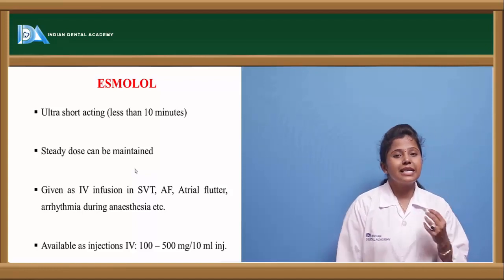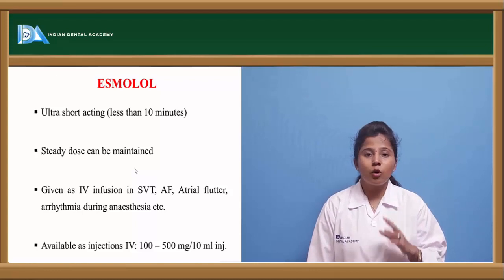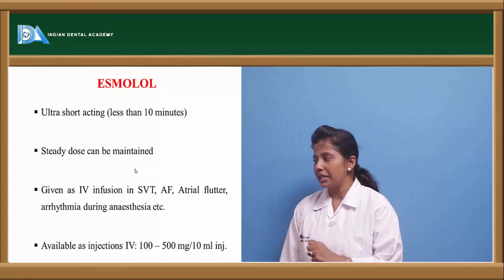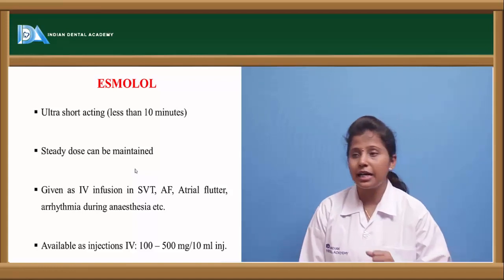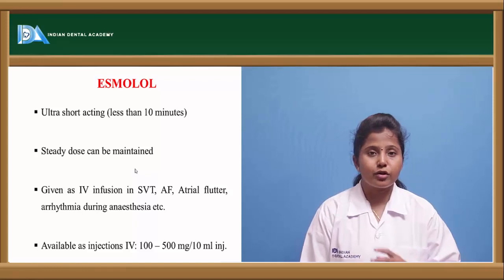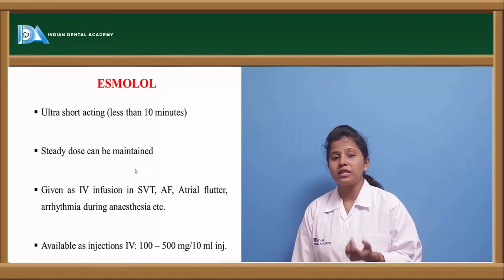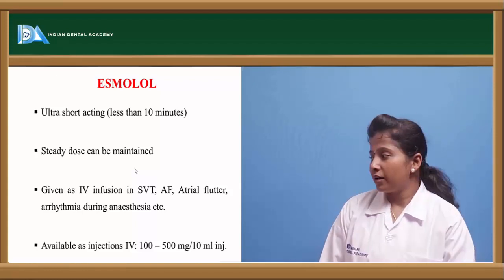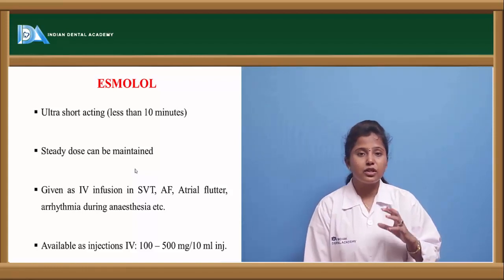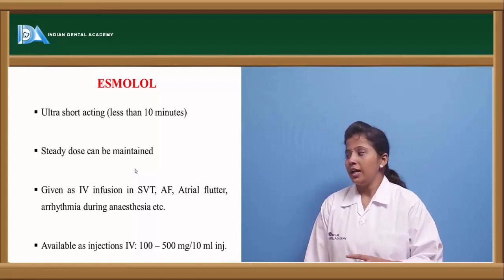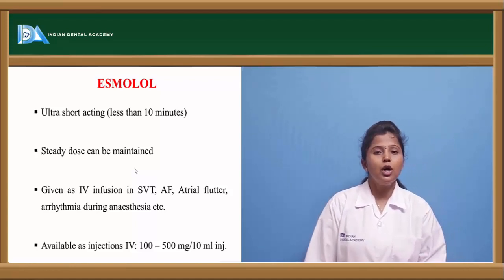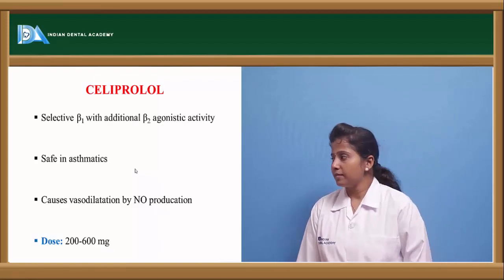So we can say that the IV route is mostly preferred, and it is given in conditions like atrial flutter, arrhythmia, and even during anesthesia. In all these conditions, metoprolol is recommended in the IV route, and the available injections contain about 100 to 500 mg of drug for every 10 ml of solution. So the type of injection depends on the dose of the drug available.